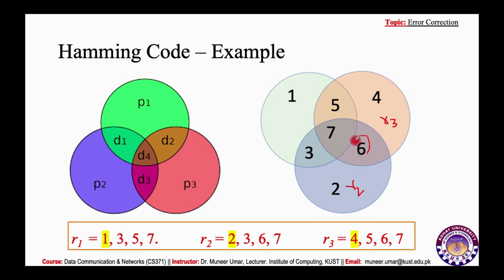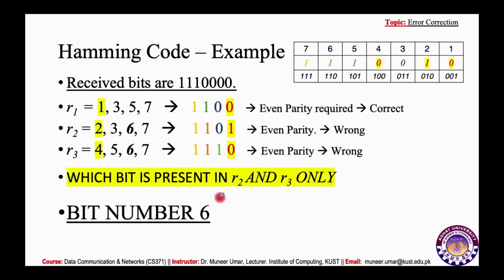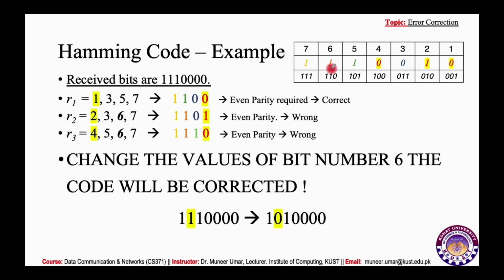Now, if we take the bit position number 6, it is present in R3 and R2, but not in R1, and also not only in R3 or only in R2. So this is the only bit which is present in R3 and R2. So bit number 6 is the only bit which is present in R2 and R3. Now, if we change this bit to 0, then we will correct the received data. This data can be processed by the receiver.